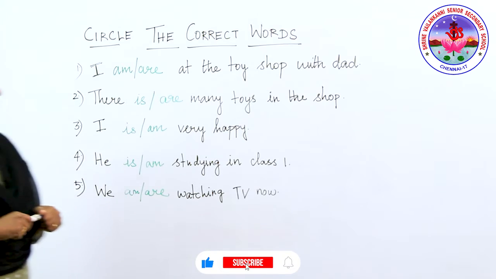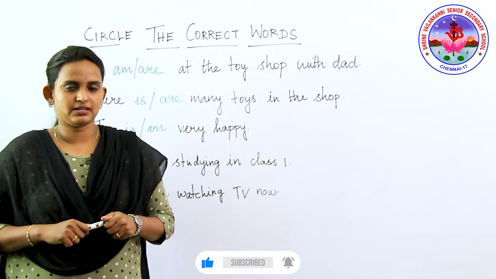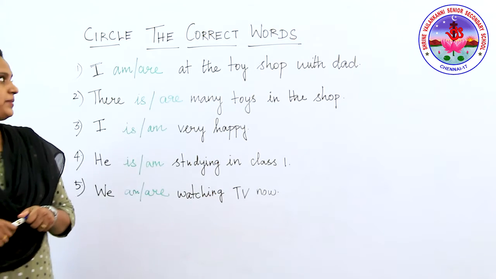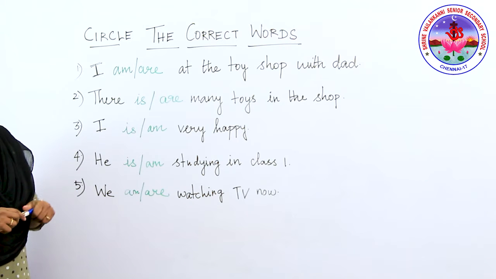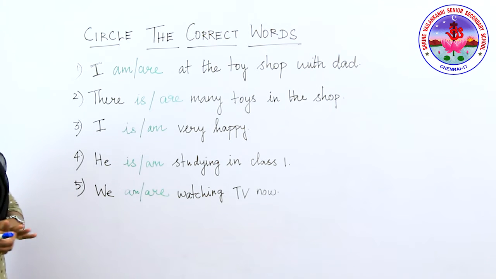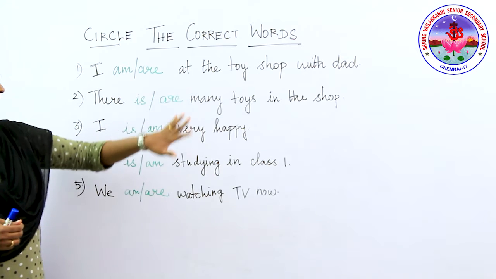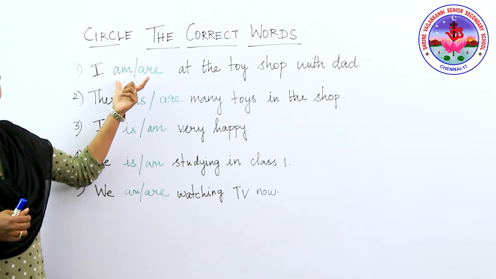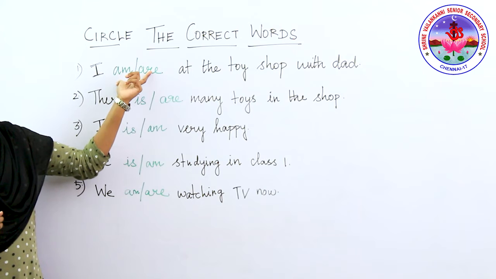Okay. So we saw the usage of am, is and are, isn't it? So now we'll see some examples. Here we need to circle the correct words. In each and every sentence they'll give you the helping verbs, which is nothing but am, is and are.